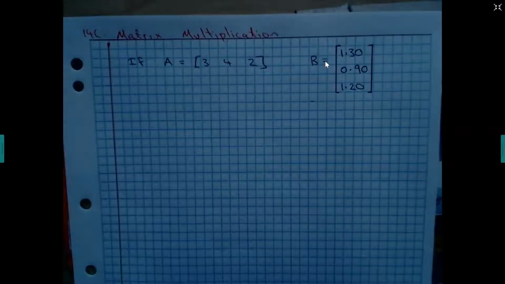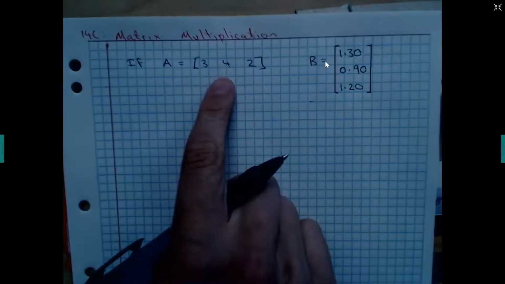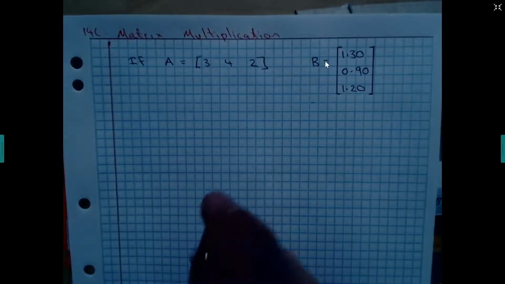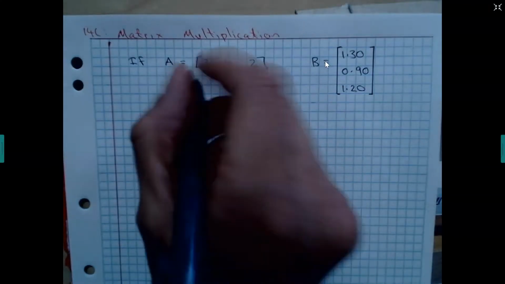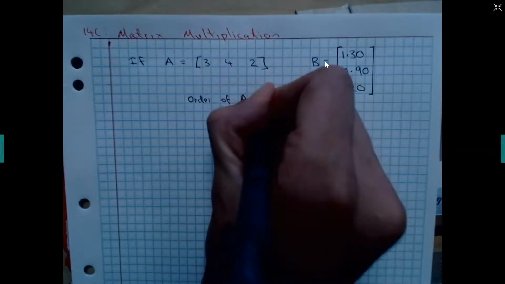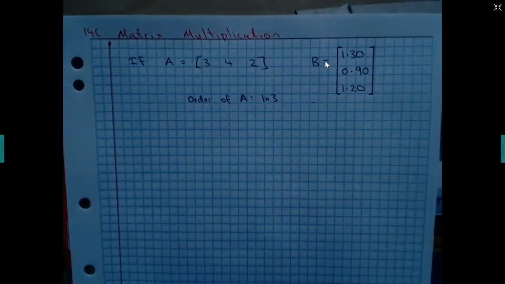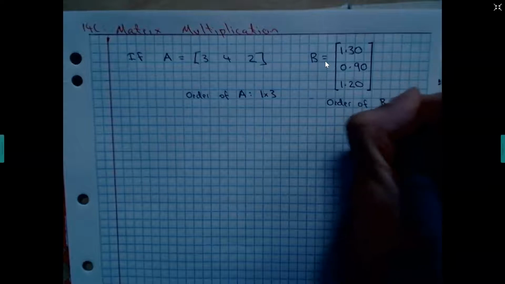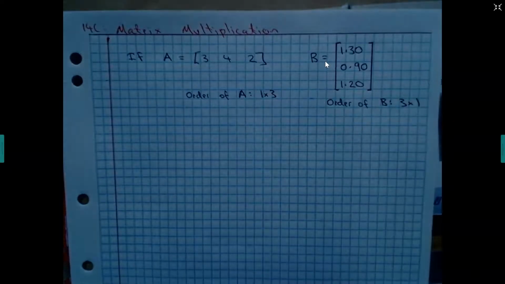Now, before you can multiply any two matrices, there are some conditions that need to be satisfied. You know how we talk about the order of matrices? We talk about how many rows and columns they have. So this matrix here has 1 row and 3 columns, so the order of that matrix we say is a 1 by 3. Remember how we use that terminology? So the order of A is a 1 times 3 matrix, and the order of B is a 3 by 1.